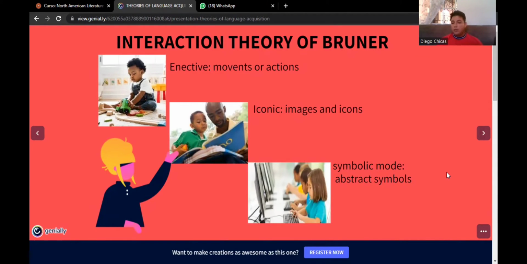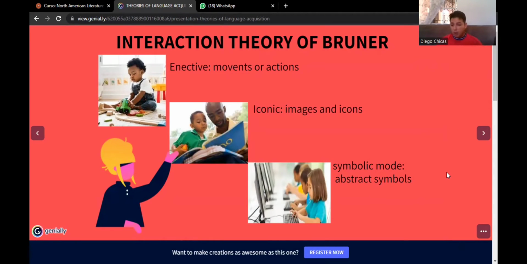Iconic is related to images and icons. It says that there is a period in all of us when we are seeing things just through images. We see these things and we try to relate those images with the previous knowledge that we already know, and all this is acquired by interaction.